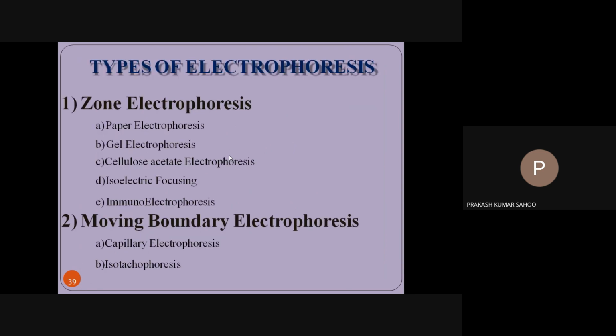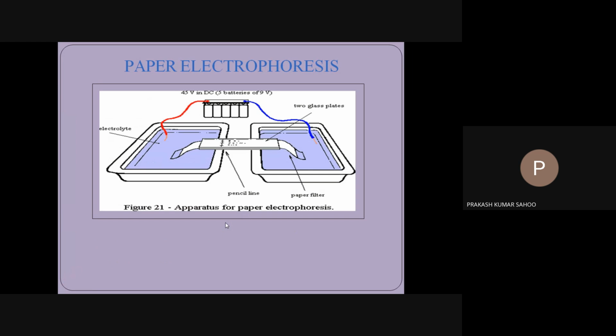Then we have zone electrophoresis and moving boundary electrophoresis. Under zone we have paper, gel, cellulose acetate, isoelectric and immunoelectrophoresis. Under moving boundary we have capillary and isotachophoresis. Then this is the paper one, using a filter paper.